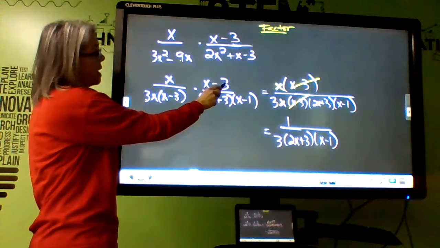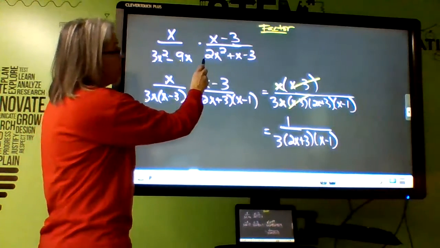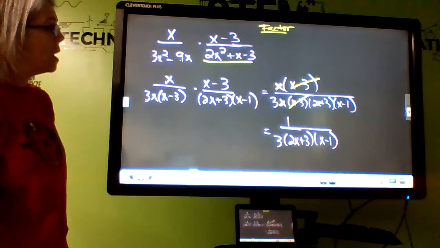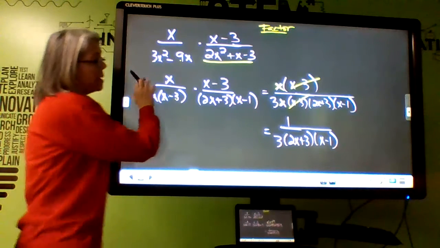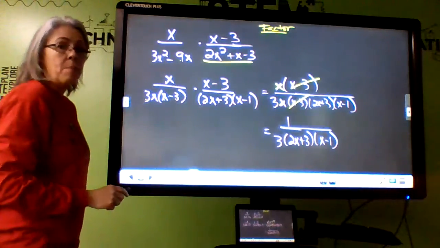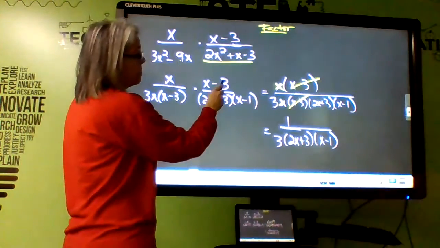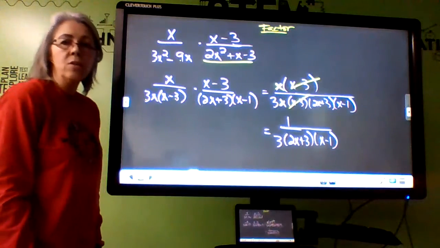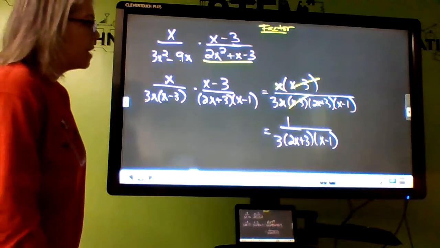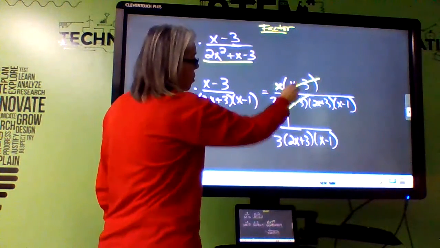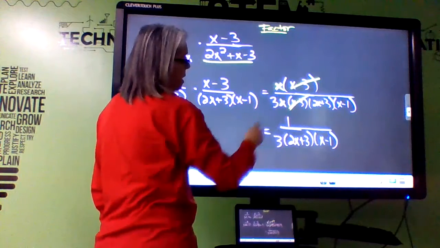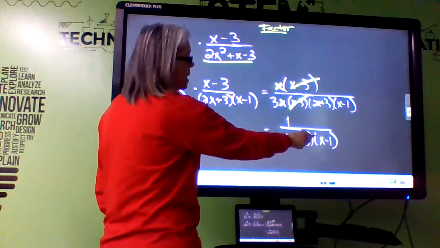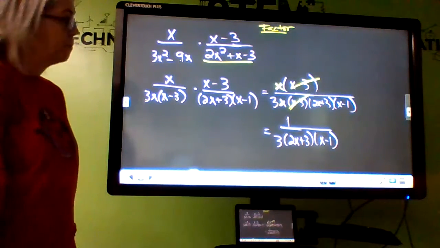We have our 3x that we didn't change here, and then this trinomial we can factor to the two binomials, 2x plus 3 and x minus 1. So we can put that all together, right? Multiply across the top, x times x minus 3, and then multiply across the bottom, which is just writing those factors next to each other, multiplying them together. Then we can cancel what's in common right here, and we're left with 1 over 3 times the quantity 2x plus 3 times the quantity x minus 1.